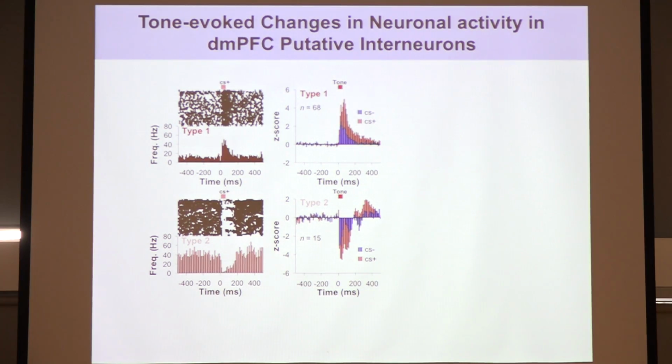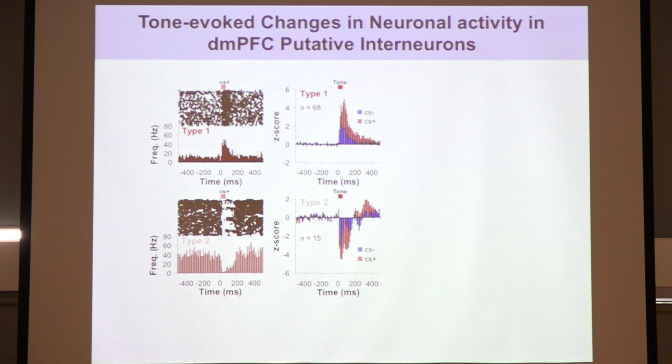Okay, so this was just the characteristic. We know now that type 1 are non-PV expressing interneurons, type 2 are PV expressing interneurons. And the question was, what was their behavior during presentation of the CS plus or the CS minus? So these are, again, two examples, type 1 and type 2, and this is the response to the tone presentation. In blue, the CS minus, the control tone, and in red, the CS plus.